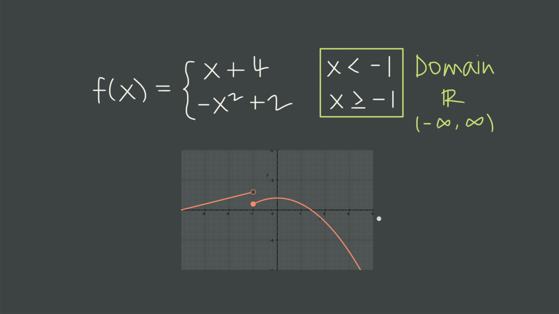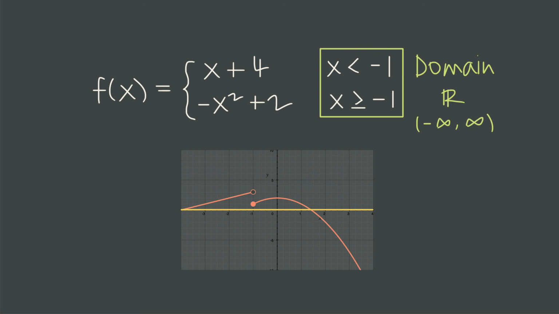We could also see if we looked at the graph that this sort of parabolic shape would extend infinitely to the right, and this line on the left side of the graph would extend infinitely to the left, and so we would in fact get a shadow from this graph that is the entire real number line, the entire x-axis. So for piecewise functions, we can easily get the domain from the function itself or from the graph.